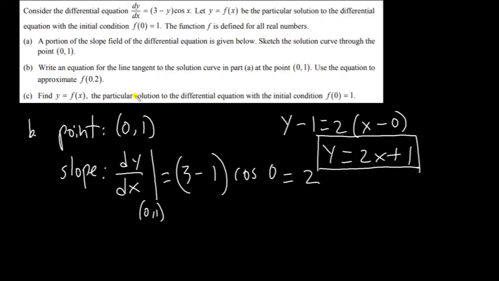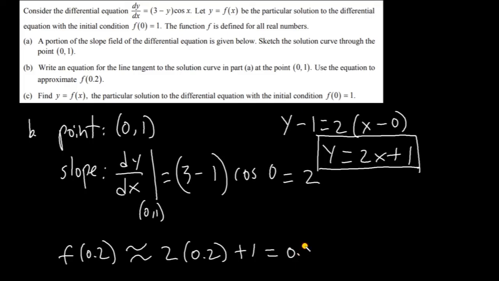If I want to use this to approximate f of 0.2, it's approximately equal to plugging 0.2 in for x. So 2 times 0.2 plus 1; 2 times 0.2 is 0.4, plus 1 is 1.4. This was a 2-point question, 1 point for the tangent line, 1 point for the approximation of f of 0.2. Part C. Find y equals f of x, the particular solution to the differential equation with the initial condition f of 0 equals 1.